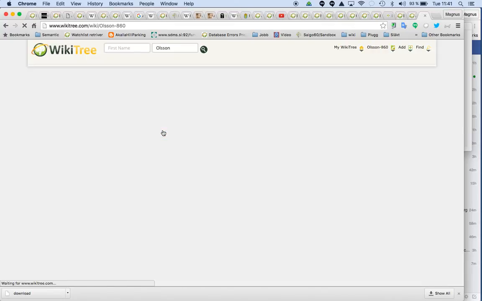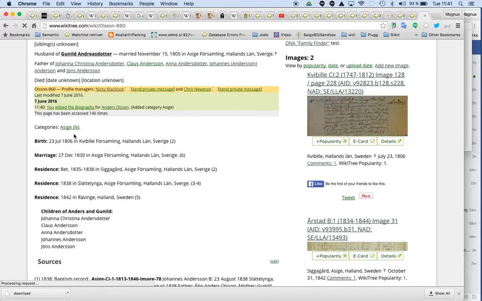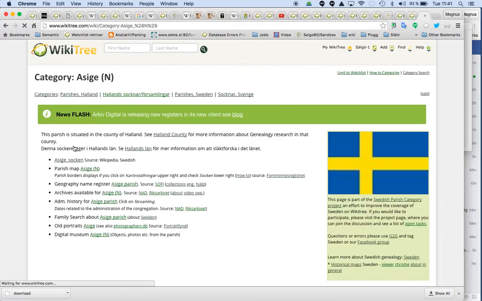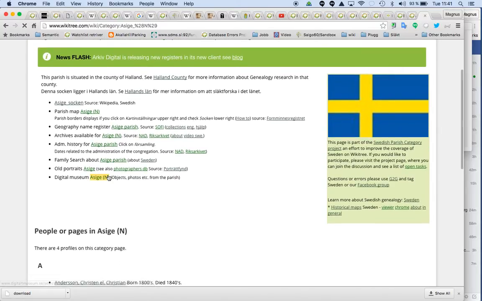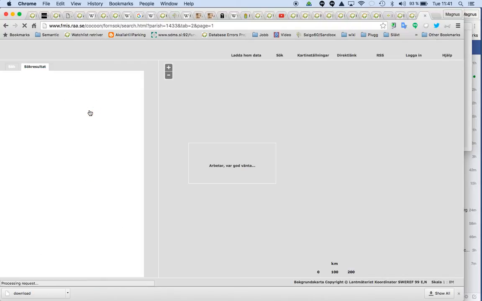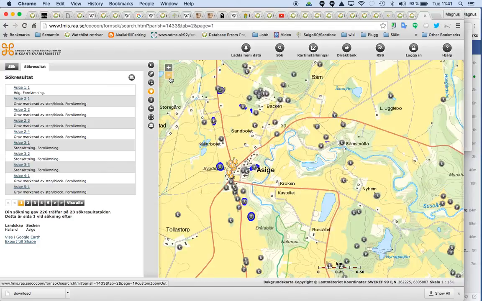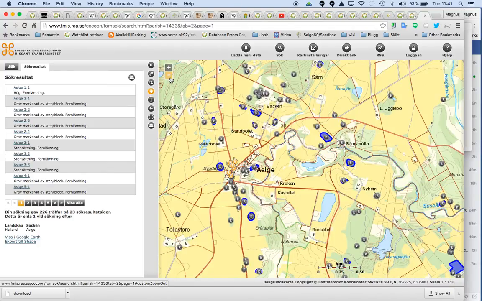So that means that now I have this ASIG here, and we have Siggagården, or we have Slätlynga. And then we have ASIG. Then I start adding things here. Then we have a parish map here. I will change this so we have a new stuff. So then you come to where it is. So now you are in ASIG.